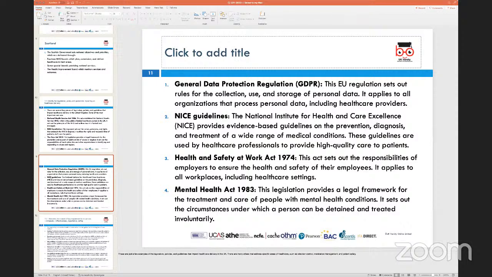Now, it's quite a big topic, but at the end, you need to be aware of CQC. There are lots of standards that they have, and these standards essentially work on the 5 C's of what CQC's framework is based on: safe, effective, caring, responsive, and well-led teams to be able to deliver any sort of healthcare services to the members of public.